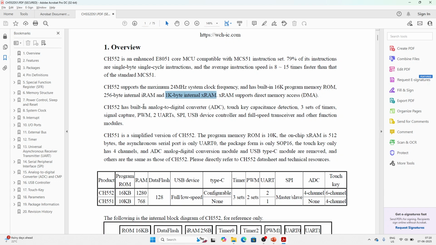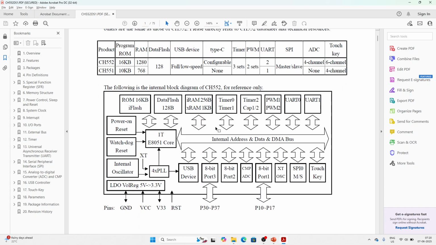So it also has an inbuilt analog to digital converter, which we also saw, touch key capacitance detection, 3 sets of timers, signal capture, PWM, 2 UARTs, SPI, USB device control, and full speed transceiver and other function modules, right? So this is what it contains.